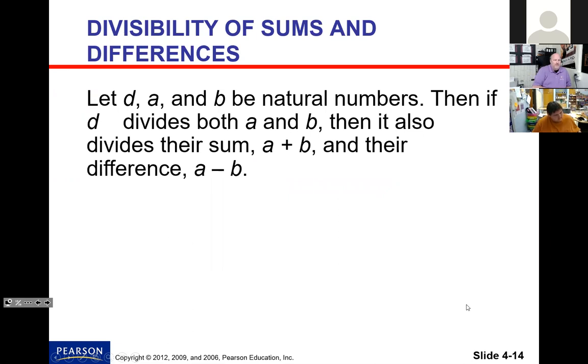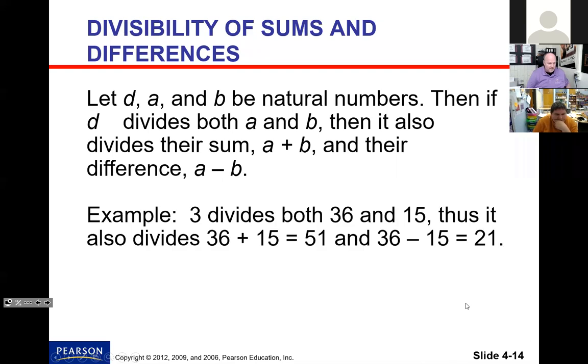Okay, here's an interesting concept. If you have 3 numbers, and A, the first number, is divisible by D, and the second number, B, is divisible by D, here's something really cool. If you take A and B and add them together, or you take A and B and subtract them, both those results will have to be divisible by the original number D. It's kind of cool. It actually works. So let's do an example here.